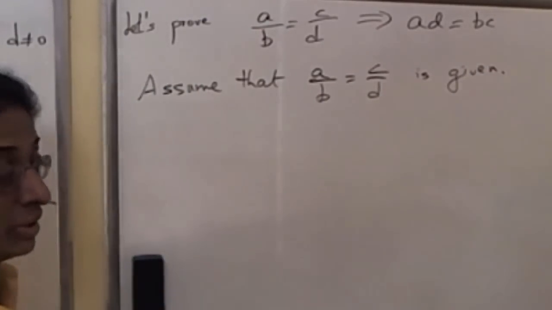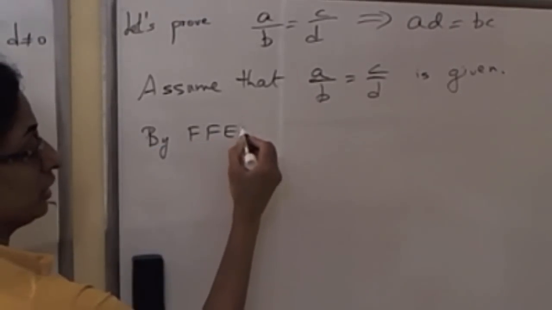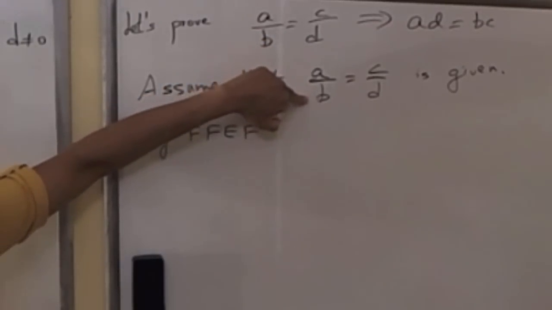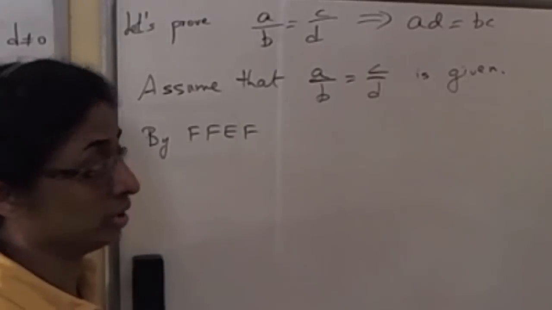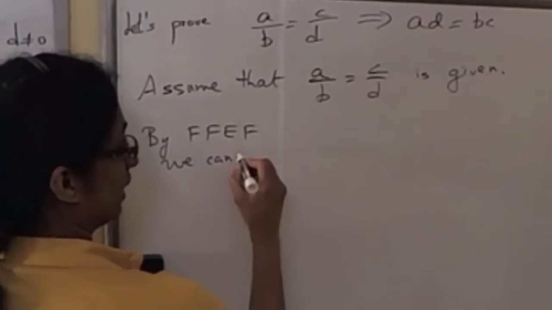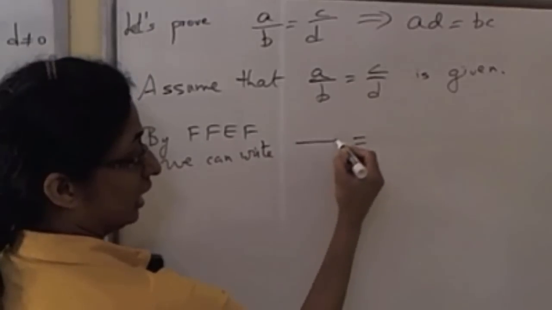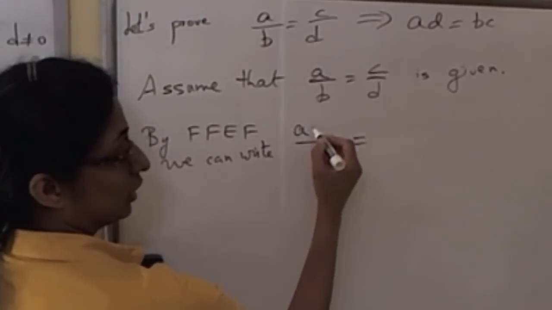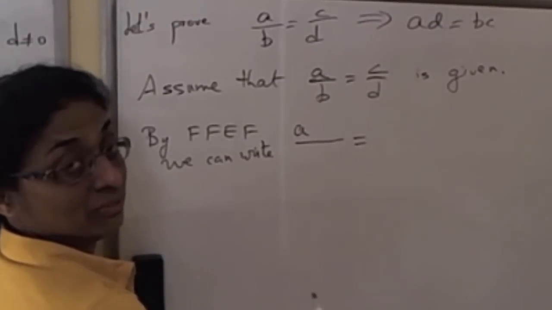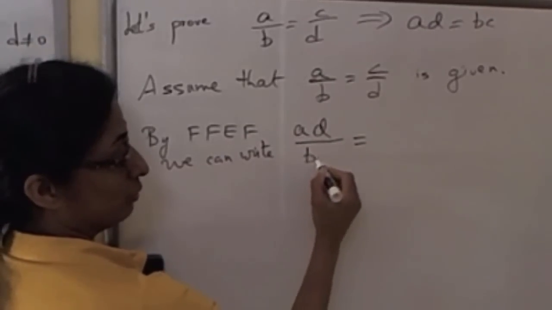That's a correct statement. Now, as you know, by the fundamental fact about equivalent fractions, we may multiply the numerator and denominator of any fraction by a non-zero whole number. So what I'm going to do now is, by FFEF, write this equation as follows. I'll put the equality sign, and I will choose to multiply the top and bottom of this number by the whole number D, which we know is non-zero. So that would be AD over BD.